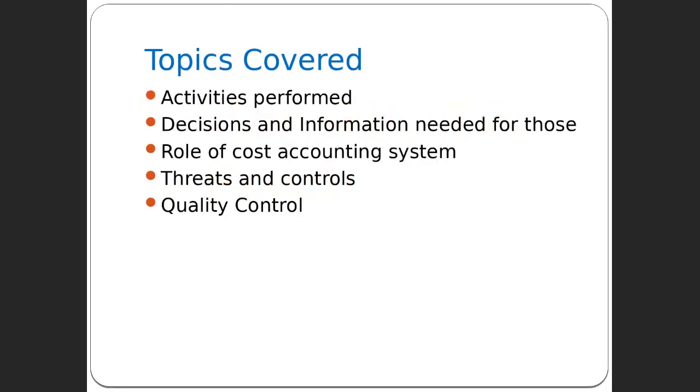The topics we're going to cover, not today, but in the entire chapter, are activities performed in the production cycle, decisions and information needed for those cycles, and the role of cost accounting. This is something extra. There is a course on cost accounting where you're going to learn the accounting part of it. Here we're going to learn the information processing part of it, where the information is collected and where the information is sent. And then, like other business cycle chapters, we're going to discuss the threats and controls. And then there is something extra in the production cycle, that is quality control.